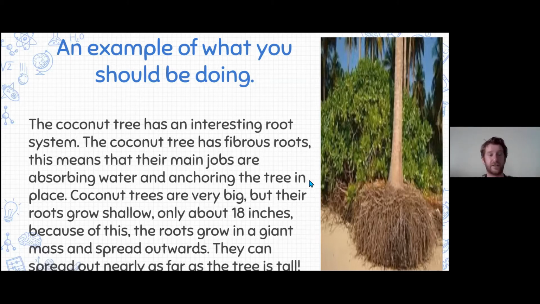So here is an example of one type of tree, the roots of that tree, the function of those roots, and what their special adaptations are. This is how I would like you to approach each of the pages or the parts of your poster in your book. Does anybody have any questions about the way this has been done?